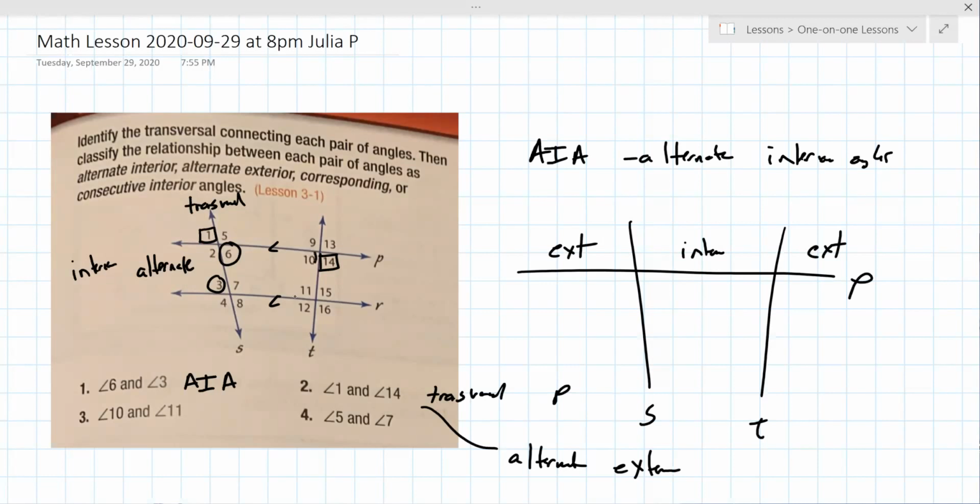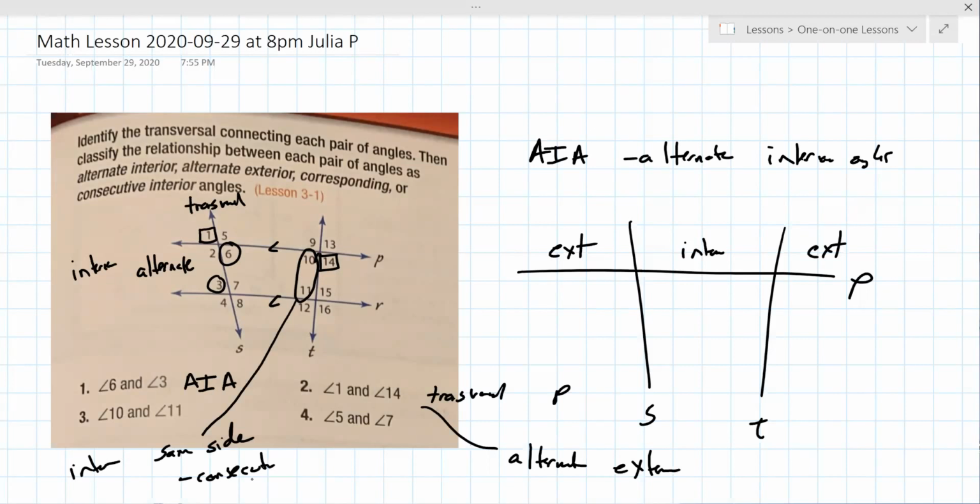For 3, we got 10 and 11. So 10 and 11, they are on the same side of the transversal. They also are consecutive because they're right next to each other. So same side, if they're in the interior, they are considered to be consecutive. There's actually a bunch of these.